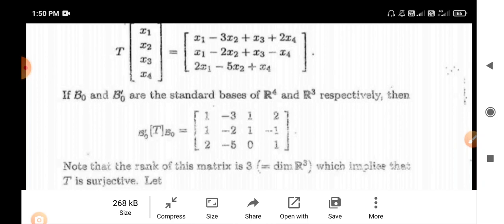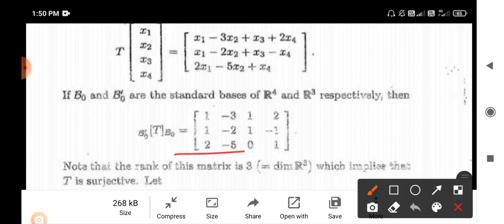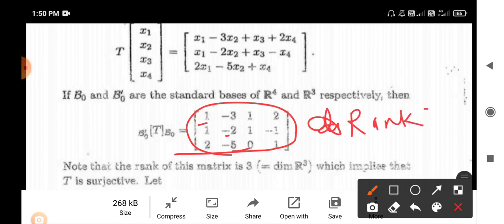Now we can find the rank of the matrix. How can we find the rank of the matrix? The rank of this matrix is nothing but the rank of the linear transformation T. What is the rank of T? By converting the system into row echelon form, we get that it has 3 linearly independent rows. So the rank of that linear mapping T is 3, the same as the dimension of the codomain.